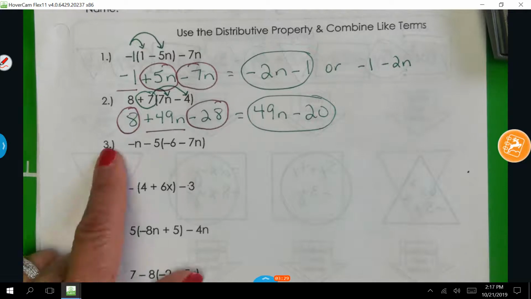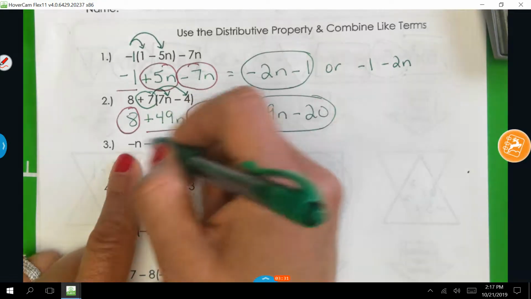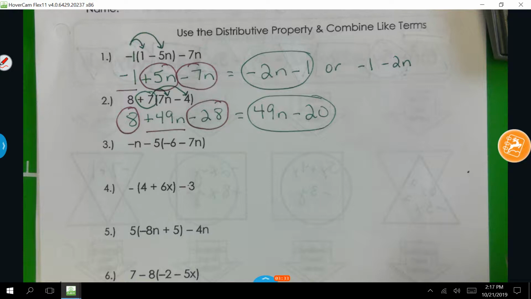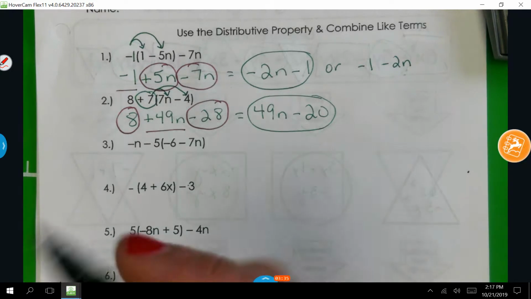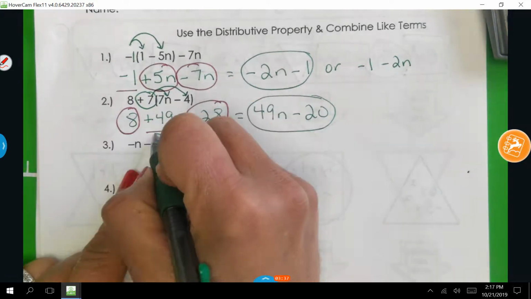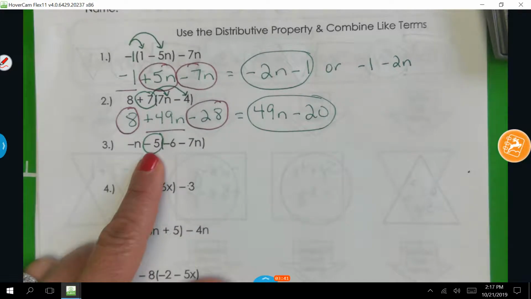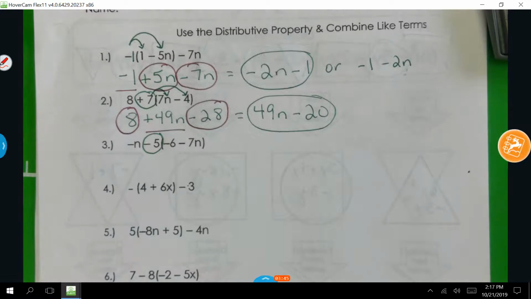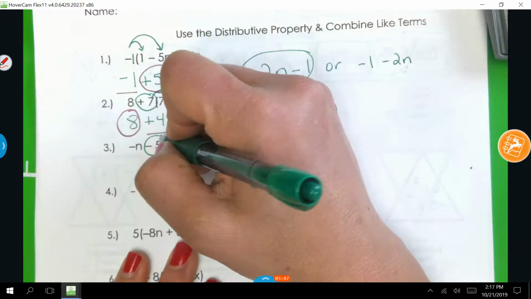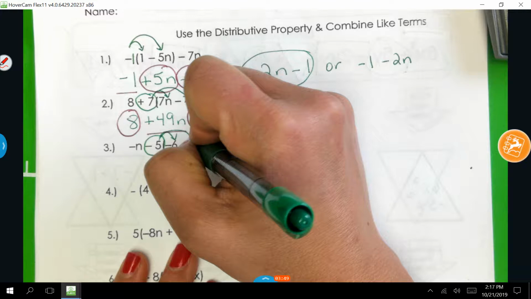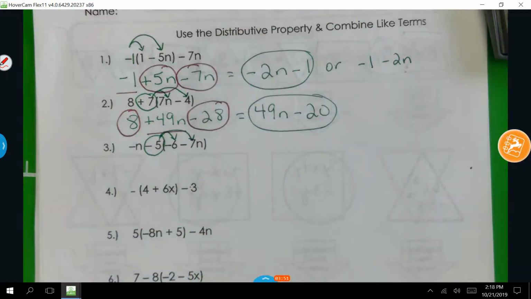Okay. Number 3. Not that you would try to subtract these two, because you can't. One's an n, one doesn't have an n. But what I want you to do is circle what you are distributing. You're distributing a negative 5. They're like glue. They go together. They're stuck together. Now we distribute the negative 5 to each of these. We have to be really careful because all of these have a negative sign in front of them. They're all negative.